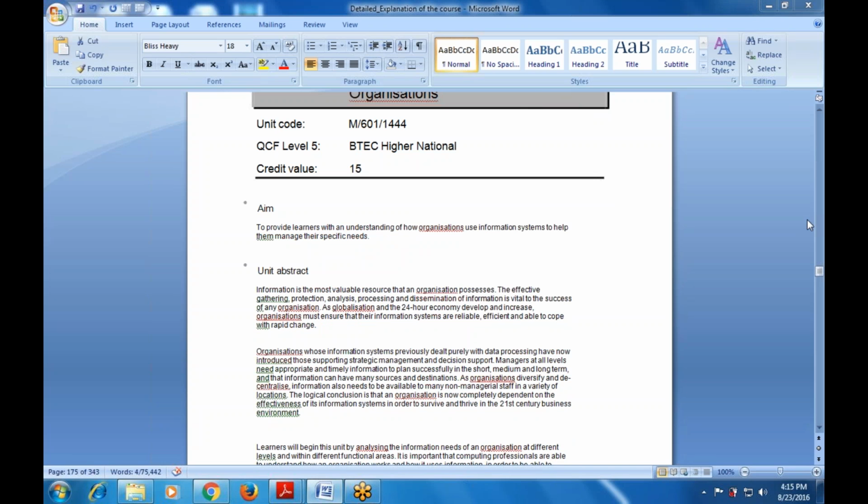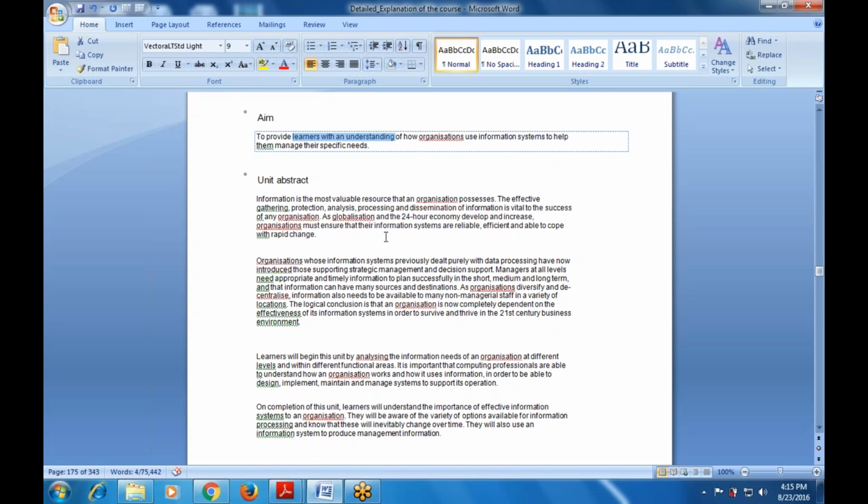Now let's see what is the main aim of this module, why we are going to learn this module over here. That is to provide the learner with the understanding of how organizations use the information system to help them manage their specific needs. For example, there is a need in the organization for an information system that helps them manage the specific needs. In simple terms, we can say that the requirement of the organization is built up with the help of the information system.